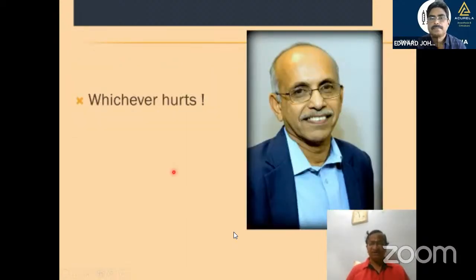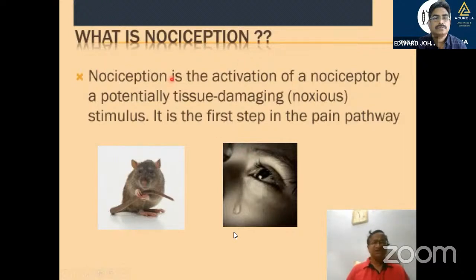This is Professor M.R. Rajagopal. He says pain is something which hurts. So what is nociception? What I understood is nociception is activation of a nociceptor by a potentially tissue-damaging, noxious stimulus. It is the first step in the pathway. Some damage is done, and the emotional or affective component is probably not there. It's a sensory component, which makes for detection. For example, the rat tail clamp is a form of nociception.